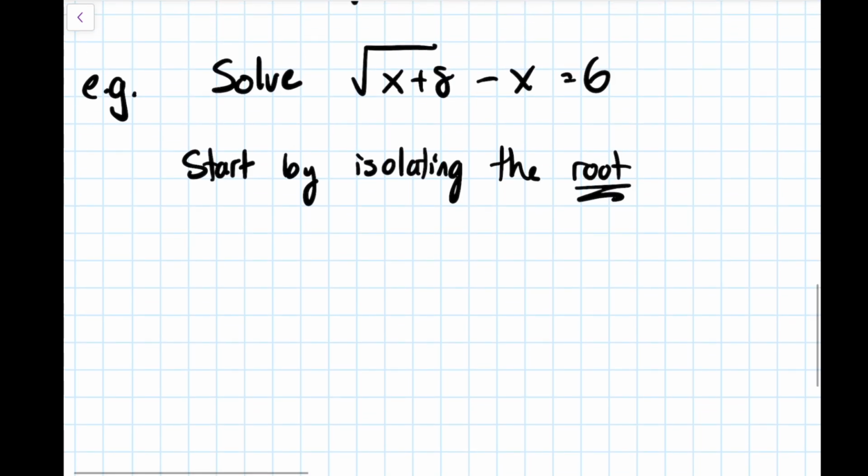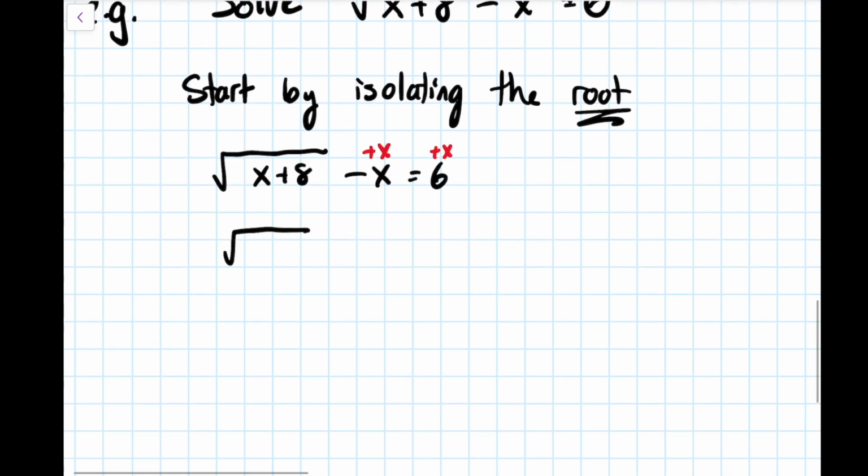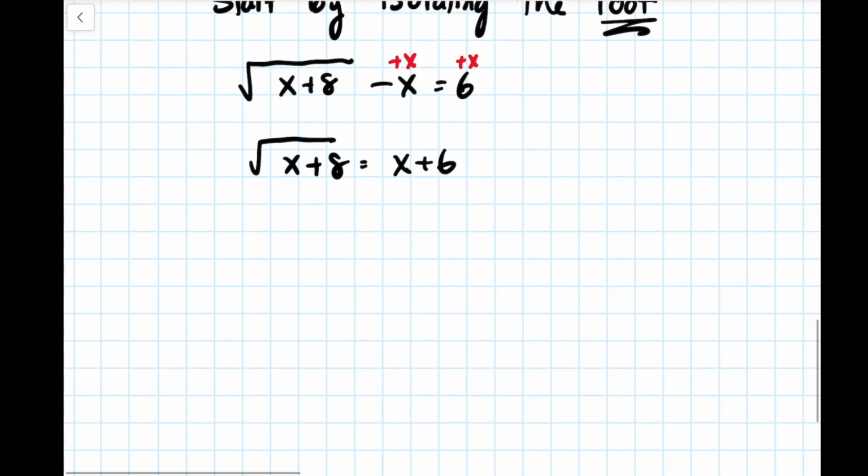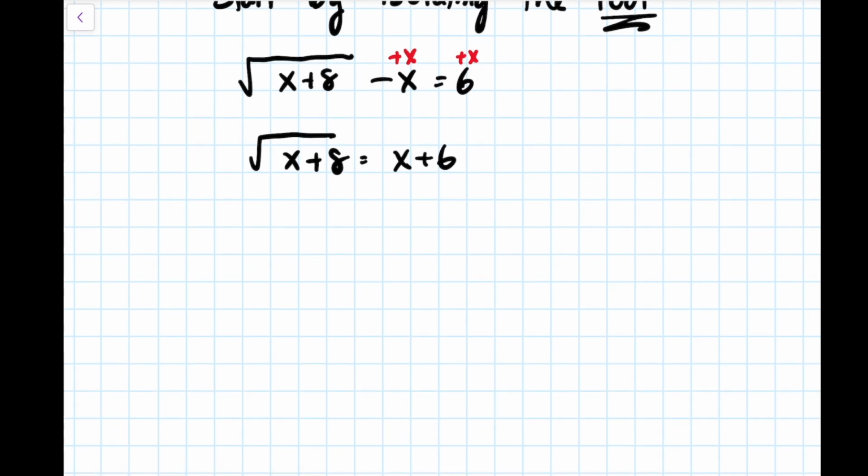So let's go about doing that. So we've got root x plus 8 minus x equals 6. If I want to isolate that root, that x has to go to the other side of the equation. So I'm going to add x on both sides, which gets me root x plus 8 equals x plus 6. So I've isolated the root. That's great. And same as before, to get rid of the root, we are going to square both sides.